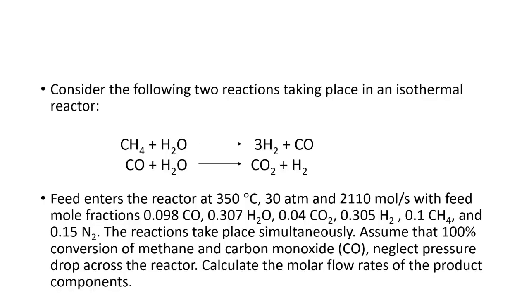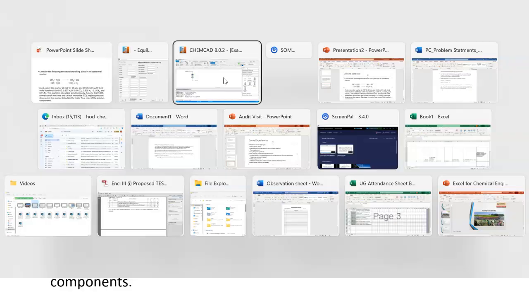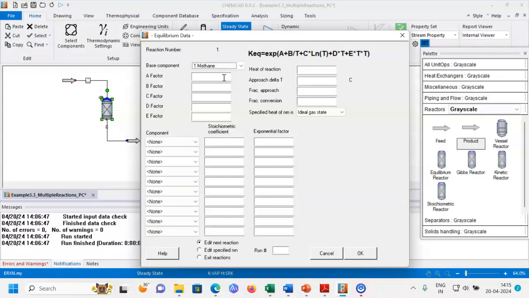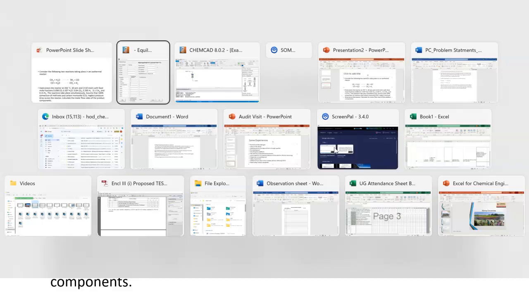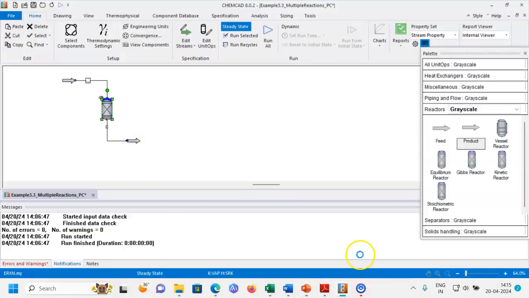Then I'll go to the adding reactions document. It is mentioned that methane and carbon monoxide are going to be 100% converted. So we'll write methane. The reaction is between methane and steam generating hydrogen and carbon monoxide. So this is -1, -1, 3 and 1, and the fractional conversion is 1. So we specify this much information, and we go ahead to the next reaction.